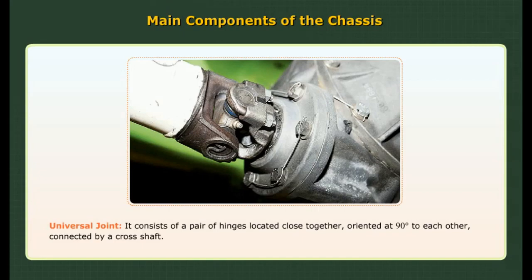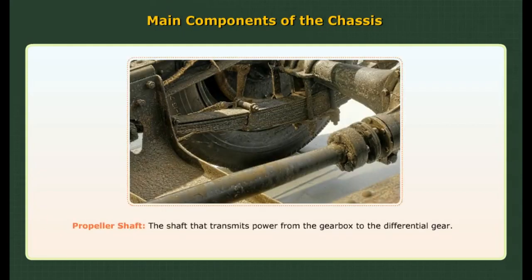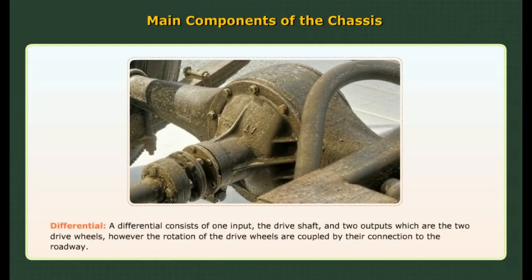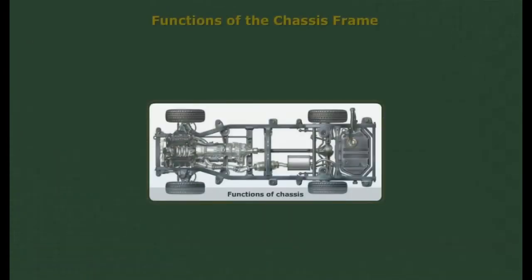U-joint. It consists of a pair of hinges located close together, oriented at 90 degrees to each other, connected by a cross shaft. Propeller shaft. The shaft that transmits power from the gearbox to the differential gear. Differential. A differential consists of one input, the drive shaft, and two outputs, which are the two drive wheels. However, the rotation of the drive wheels is coupled by their connection to the roadway.